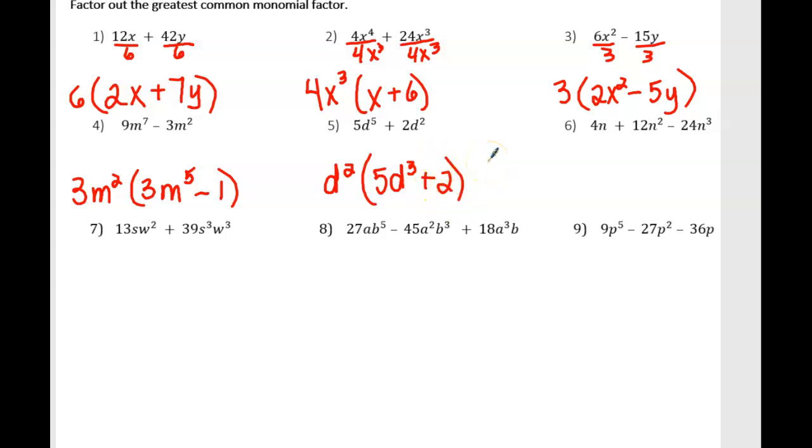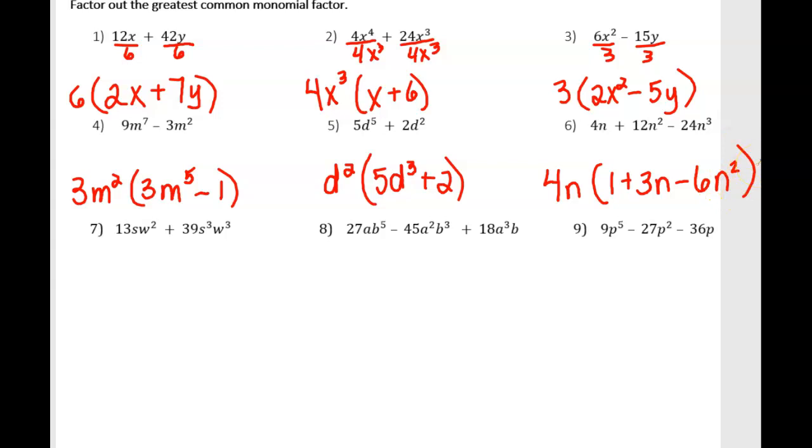It works the same way with trinomials. In the case of number 6, looking at the coefficient piece, we're going to factor out a 4 as the greatest common factor. The lowest exponent for n is n to the first, so we're going to factor out a 4n. When we do that, 4n divided by 4n is 1, plus 3n, and then minus, since negative 24 divided by 4 is 6, it's going to be n to the second power.